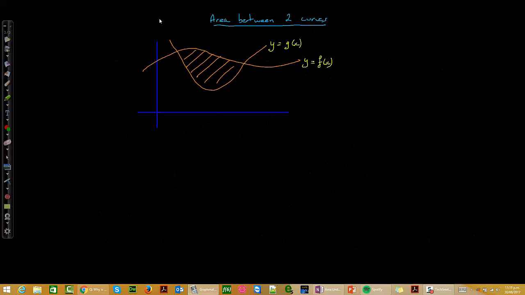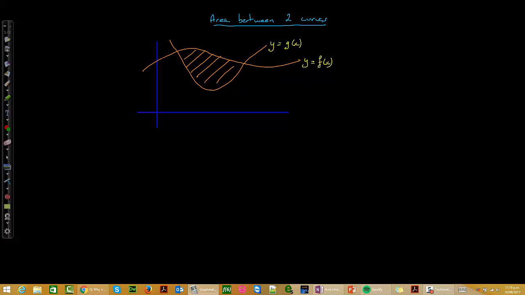Okay, well, we're back here, folks. In this situation, as you can see, we've got a couple of functions here, and there's an area that is sandwiched between the two curves. Let's say you're asked to find that area. So what we're going to have a look at is this idea.